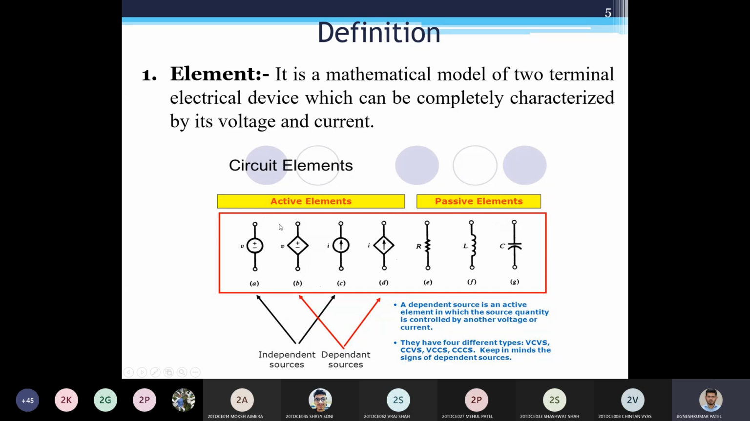So there can be four types of active elements. This is a voltage source, a simple voltage source, an uncontrolled voltage source I can say. Then there is a controlled voltage source. Then there is a current source and a controlled current source. Those four kinds of sources are available, and those four active elements are available. Other than that, there are passive elements: resistor, inductor, and capacitor.